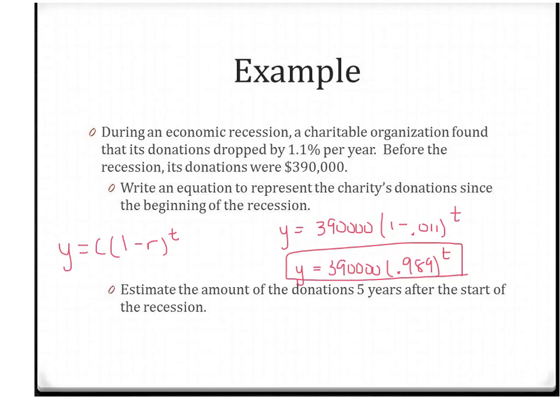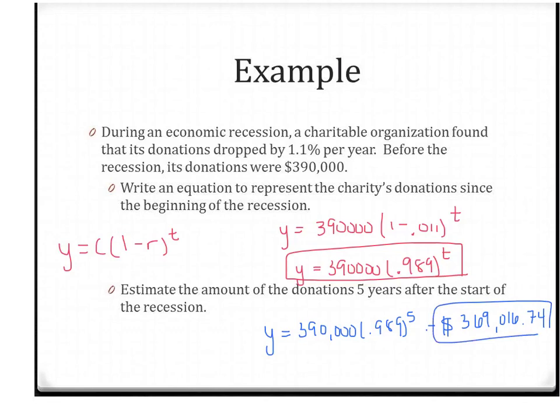And then it asks us to use that equation to estimate the donations 5 years after the recession. So we are just going to plug in a 5 for our exponent. And again, grab that calculator. So just numbers that you really don't want to do without a calculator. And so I get, talking money, got to put a dollar sign, $369,016.74. Again, make sure that you're accurately rounding to 2 decimals when we do money.